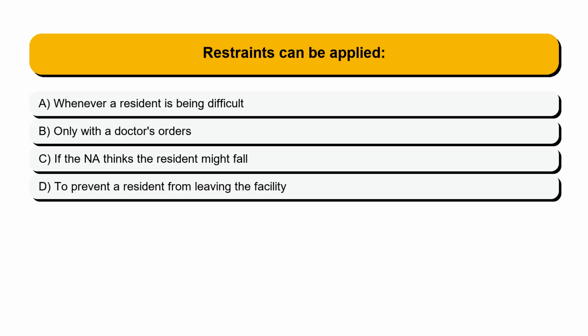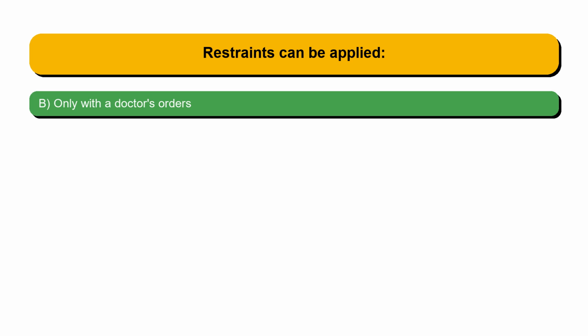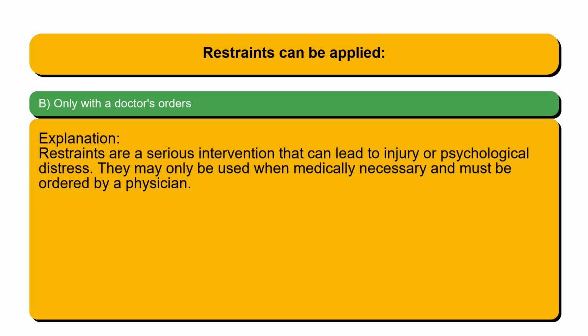Question 22. Restraints can be applied. Option A. Whenever a resident is being difficult. Option B. Only with a doctor's orders. Option C. If the NA thinks the resident might fall. Option D. To prevent a resident from leaving the facility. The correct answer is option B. Only with a doctor's orders. Restraints are a serious intervention that can lead to injury or psychological distress. They may only be used when medically necessary and must be ordered by a physician.